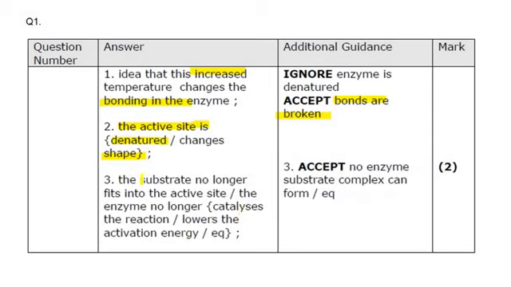And we can round our answer off by describing the consequence. The substrate is no longer fitting into the active site, or the enzyme no longer catalyzes the reaction, or the enzyme no longer lowers the activation energy. You could also say no enzyme-substrate complexes can form. So score yourself out of 2.